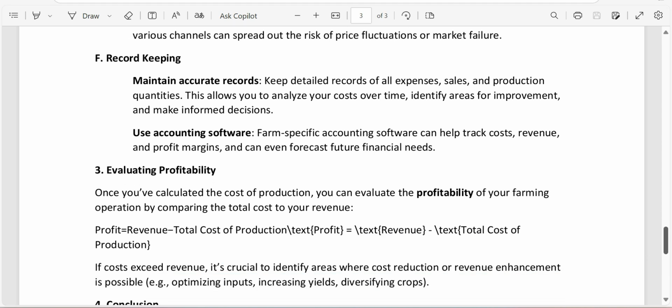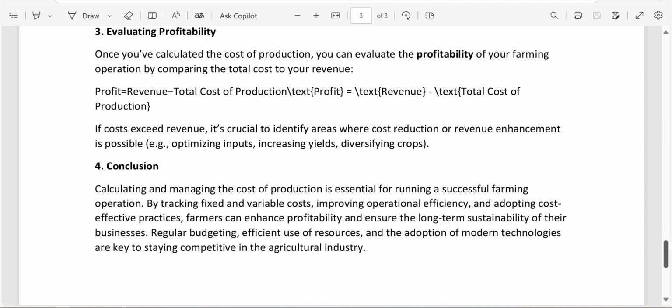3. Evaluating profitability. Once you've calculated the cost of production, you can evaluate the profitability of your farming operation by comparing the total cost to your revenue. Profit = revenue - total cost of production. If costs exceed revenue, it's crucial to identify areas where cost reduction or revenue enhancement is possible, e.g., optimizing inputs, increasing yields, diversifying crops.